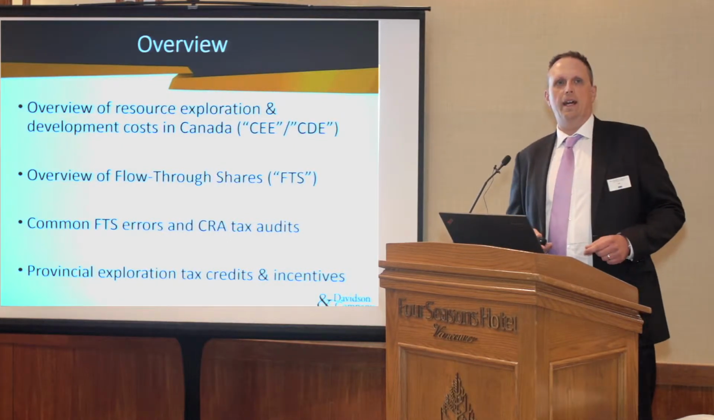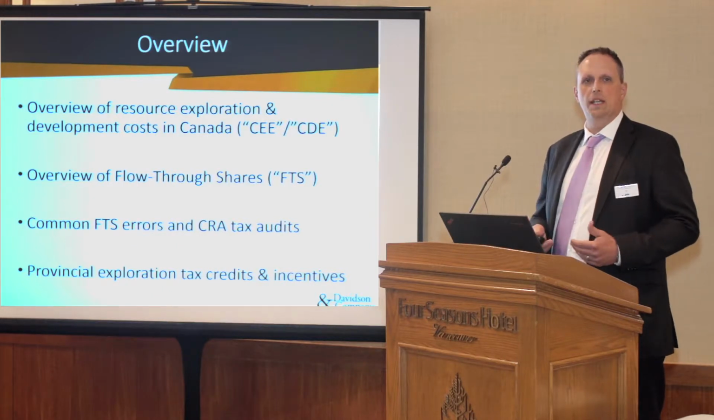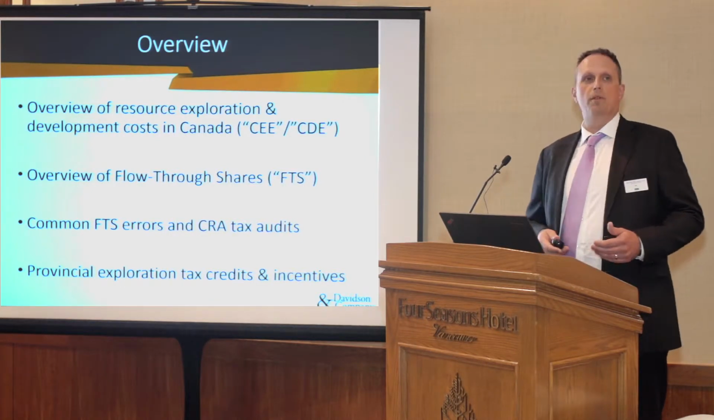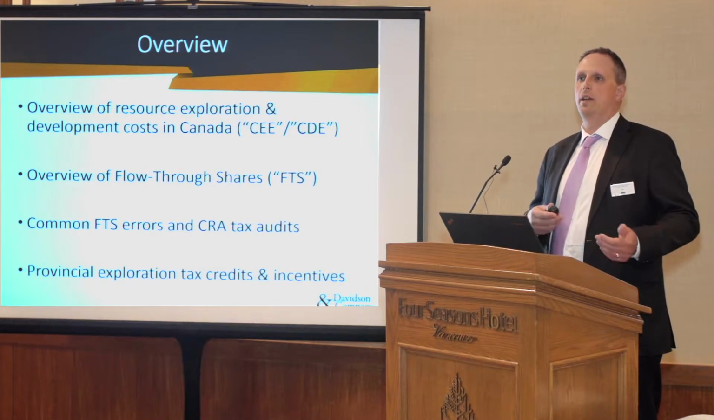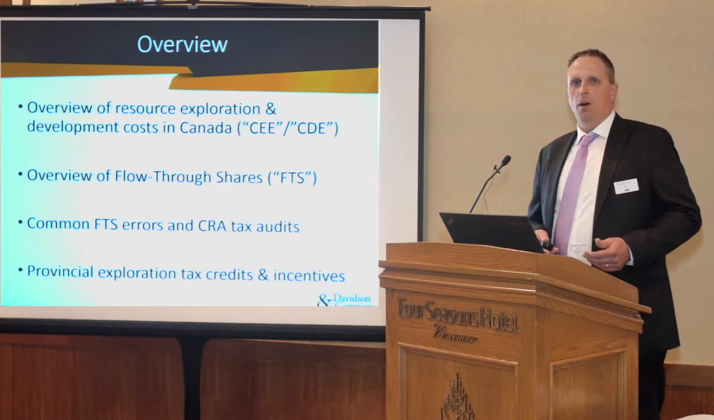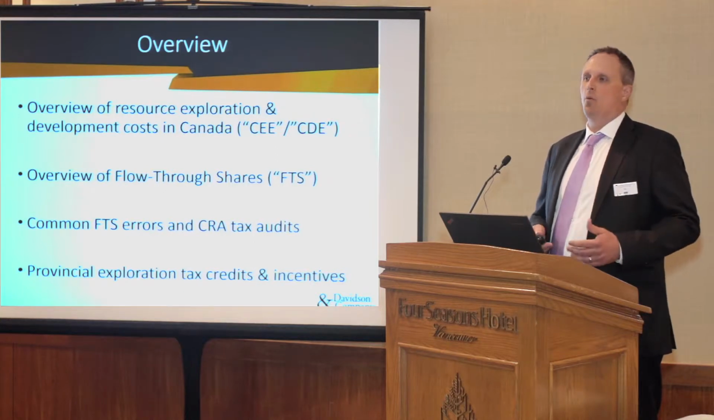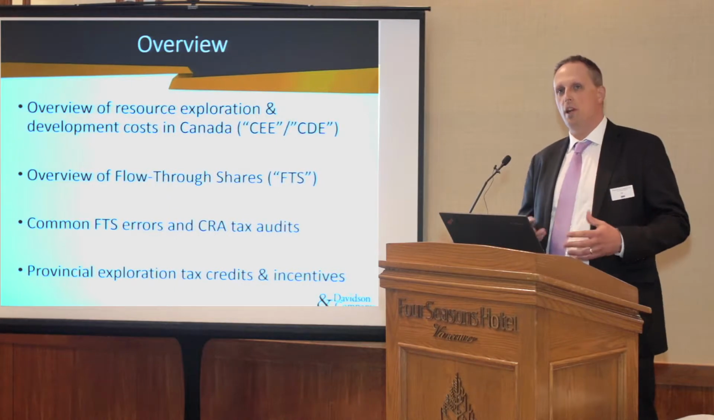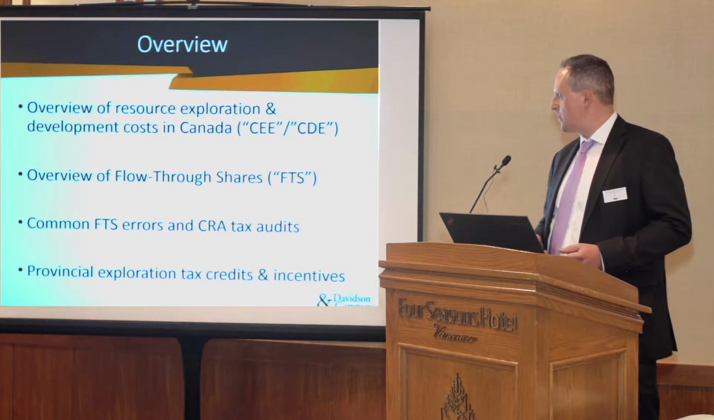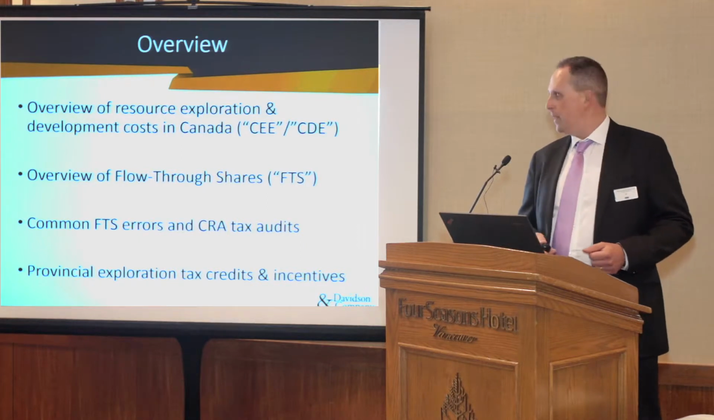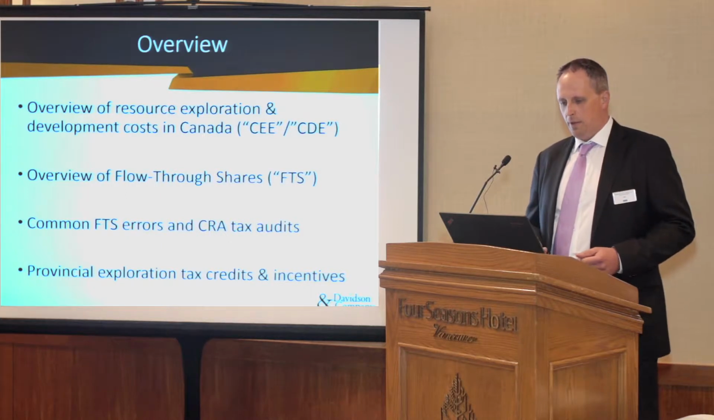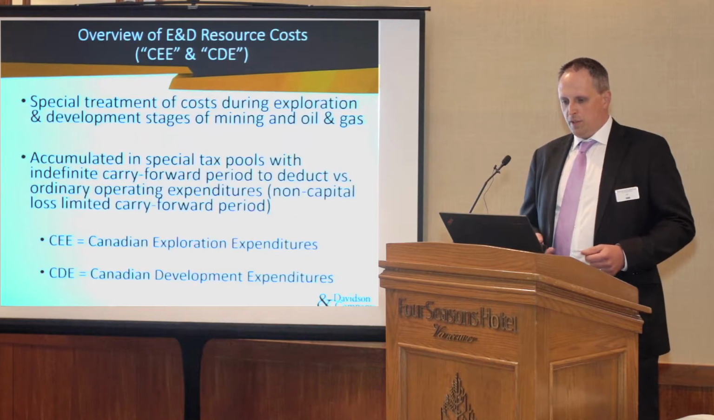So we've got a few things that we're going to cover. Just a brief look at how expenditures relating to exploration and development are treated for tax purposes. There's some special treatment of them. A quick overview as well of flow-through shares, what they are and how they work. Some of the more common errors that we see and the things that are focused on by CRA when they're auditing the flow-through share program. And then the last, just a few items on some provincial tax credits and incentives that are out there if you're eligible.